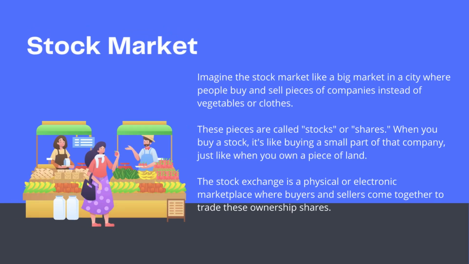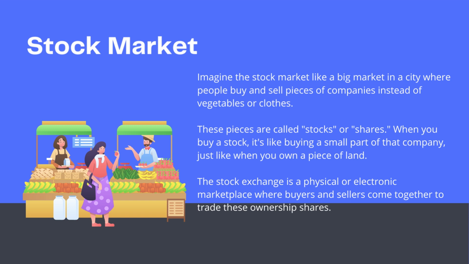The stock market really is like a big market in a city where people buy and sell pieces of companies instead of vegetables or clothes. These pieces are called stocks or shares. When you buy a stock, it's like buying a small part of that company, just like when you own a piece of land. The stock exchange is a physical or electronic marketplace where buyers and sellers come together to trade these ownership shares. So basically, you're buying equity in a company.